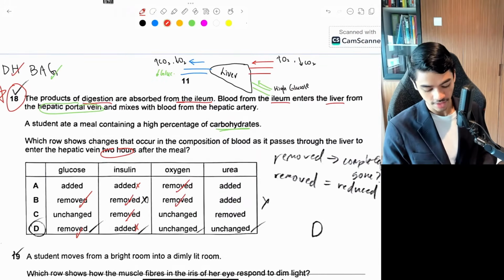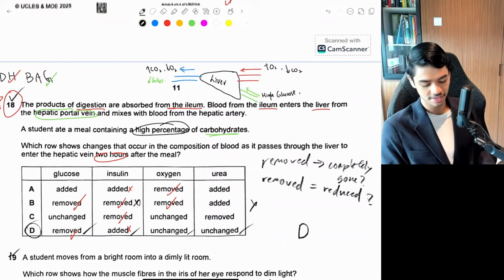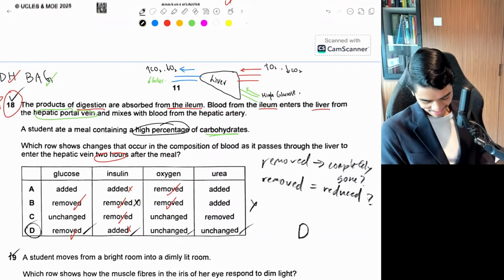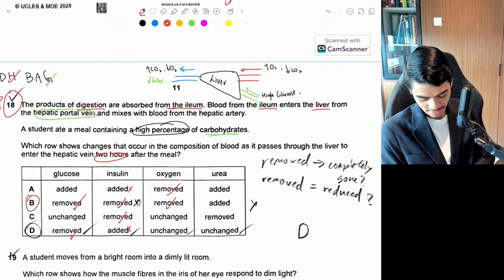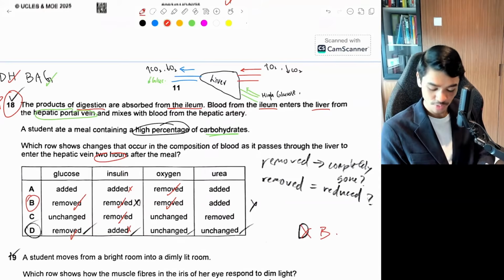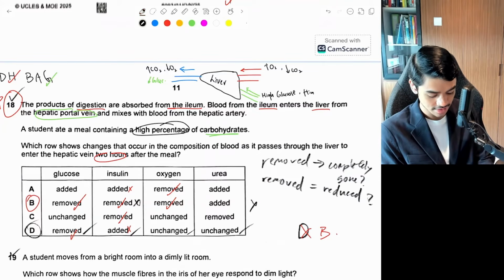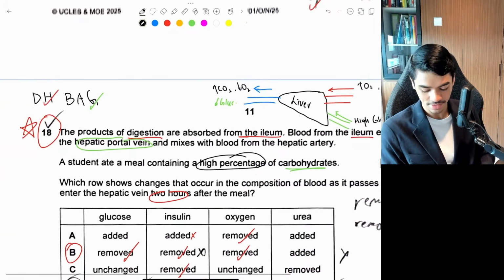Then urea. Now, there's high glucose, but also a high percentage of carbohydrates. It doesn't tell us whether there's protein in the meal, but looking at the direction of the question, with 3 ticks already, it is probably B. So I'm going to assume there are also some amino acids absorbed. Maybe there's some protein in this meal. So the liver's like, wait, hold up, we've got excess now. What does it do? Deamination.